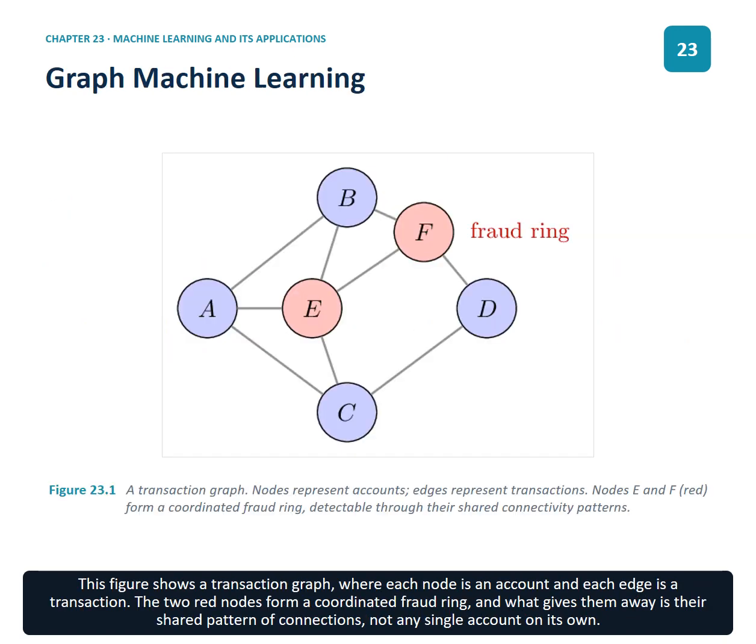This figure shows a transaction graph where each node is an account and each edge is a transaction. The two red nodes form a coordinated fraud ring, and what gives them away is their shared pattern of connections, not any single account on its own.